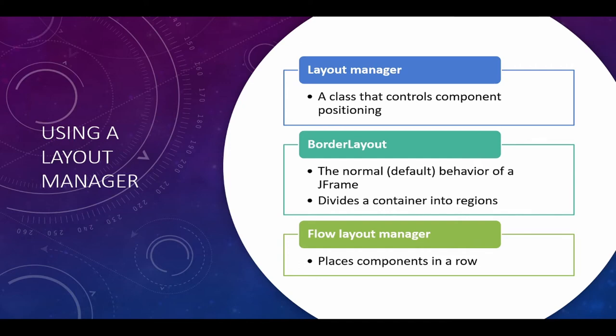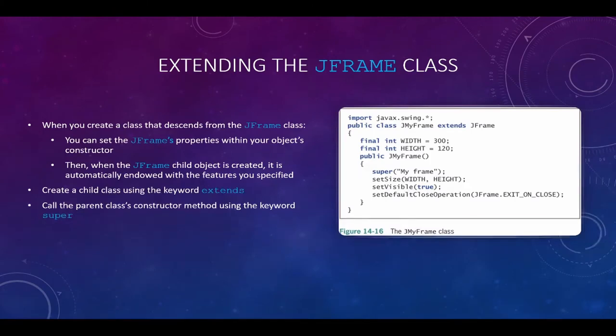There is something called a flow layout manager, and that is going to place your components all within a row, one right after the other, sort of like when you're in Word and you don't use wrapping text. You can extend the JFrame class. So when you extend the JFrame, you have something sort of like here.